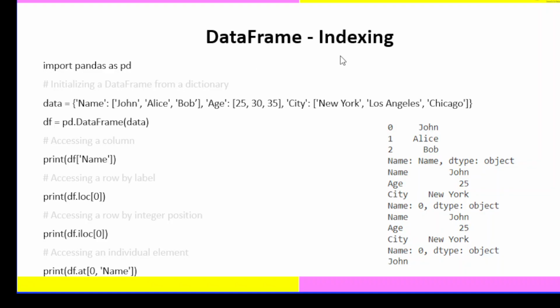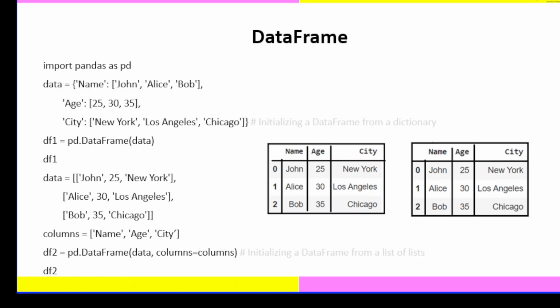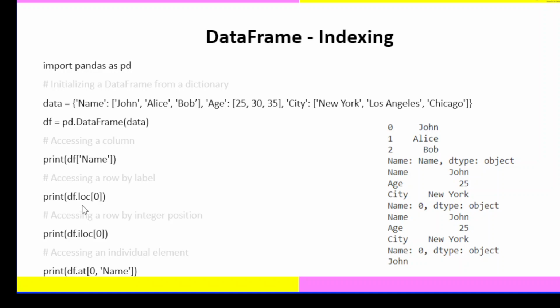So in case of data frame indexing, I have the data whatever we have discussed. Now what we are going to do is access a particular field. For example, let's say I'm going to access only the name column. So name has John, Alice, Bob, and then df.loc[0]. What is my row? You can access a row by a label, or by an integer position. That is the purpose of using .loc and .iloc.